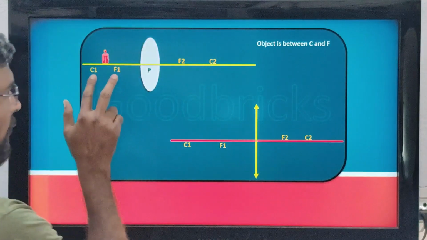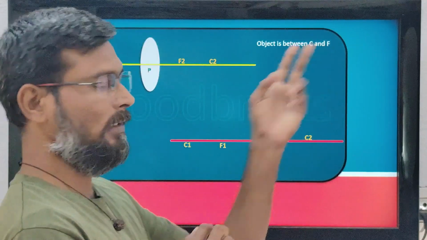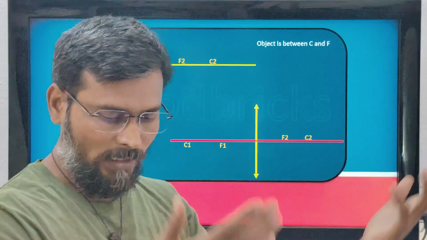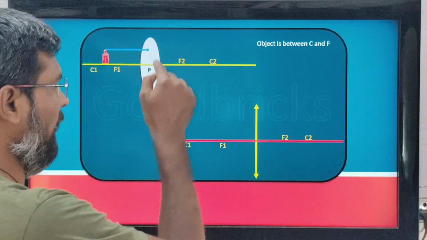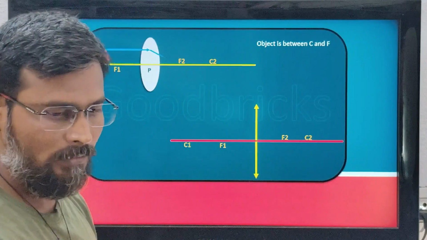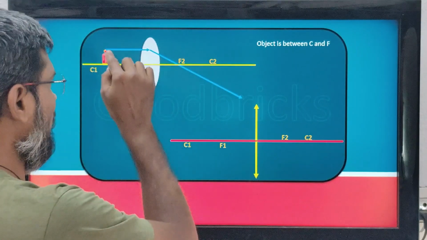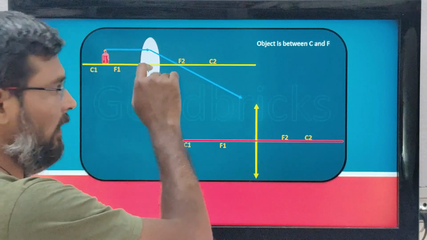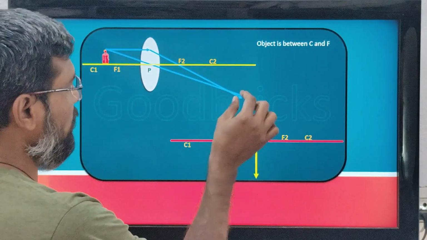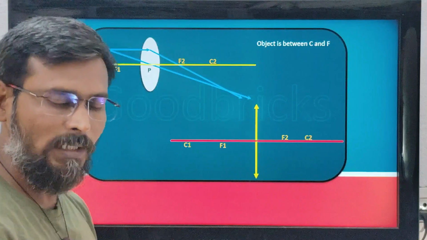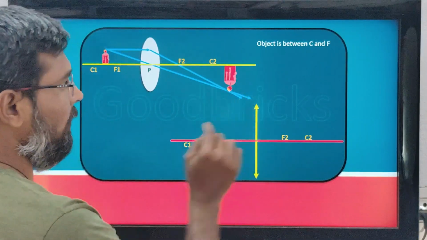Let us draw one more ray diagram when the object is between F and C, or C and F. So again, we are going to follow the same rules. First of all, we take an incident ray parallel to the principal axis. Its refracted ray passes through the focal point, and we will take an incident ray which is passing through the optic center, does not deviate, and goes in a straight path. These two refracted rays are converging here, so the image will be formed here only.